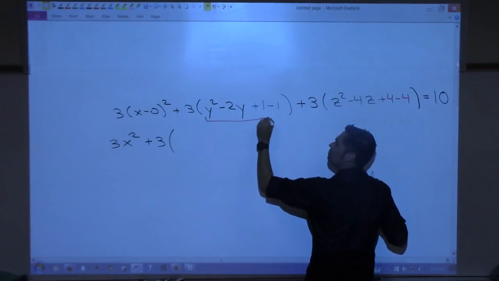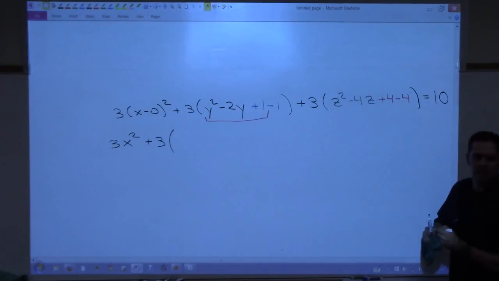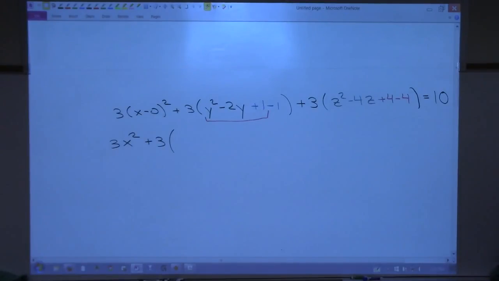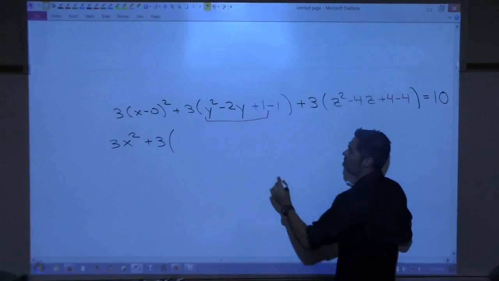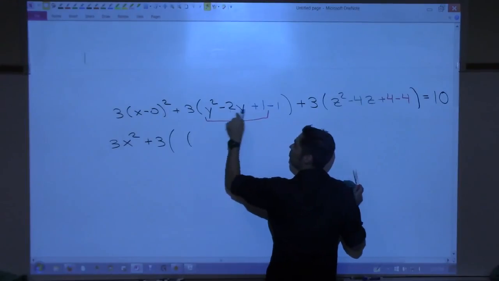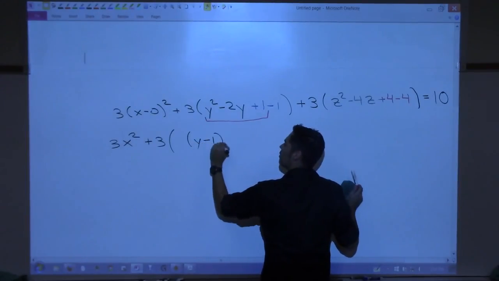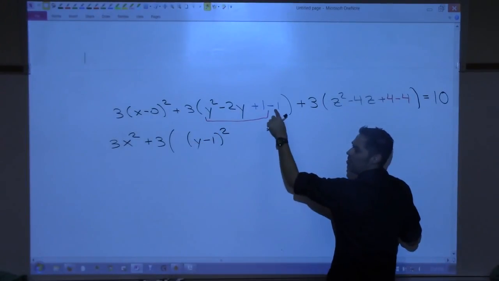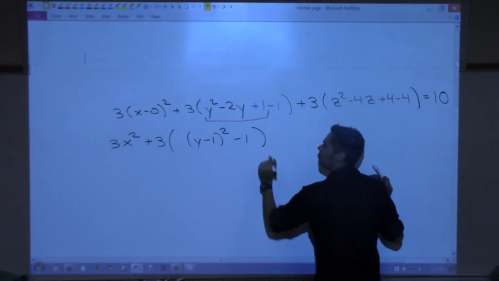These 3 right here are guaranteed to be a perfect square trinomial, right? So what I can do is turn that into y minus 1 squared. But then I still have minus 1. Everyone see that?